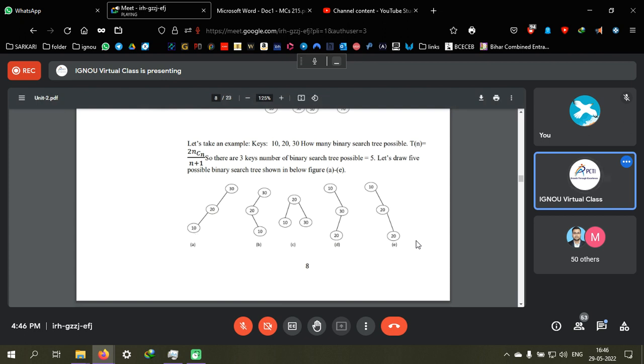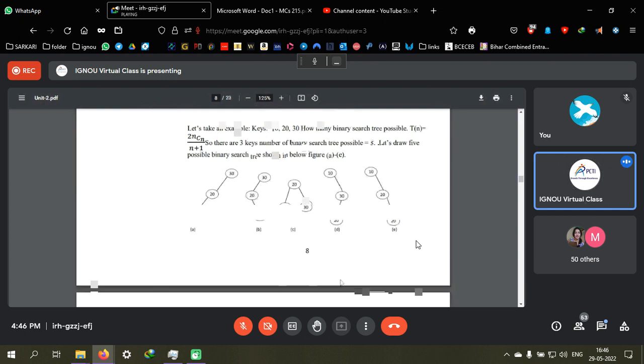Yes, ma'am. Here is a mistake. If we are taking 20 as a root, we can take 10 on the left side and here the right hand side. So here is 10, this is the right and this is left. Here is 10, again here is a mistake. So kindly ignore V and E. It should be a different way.